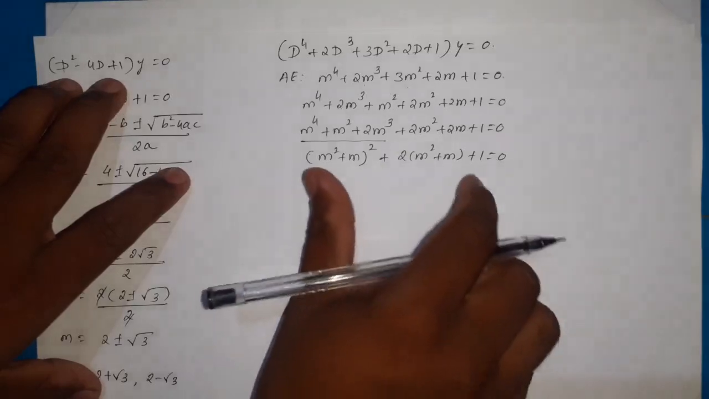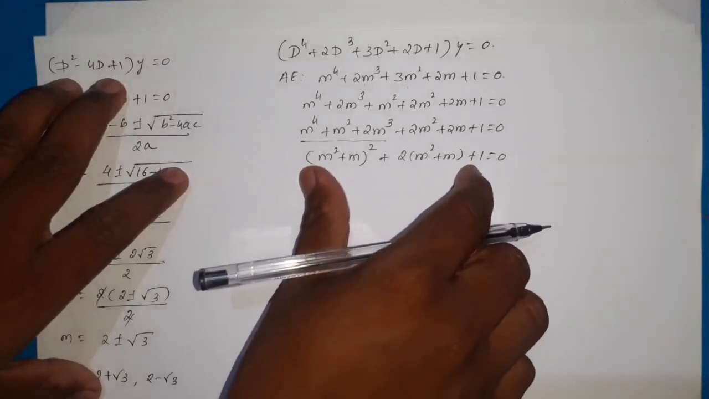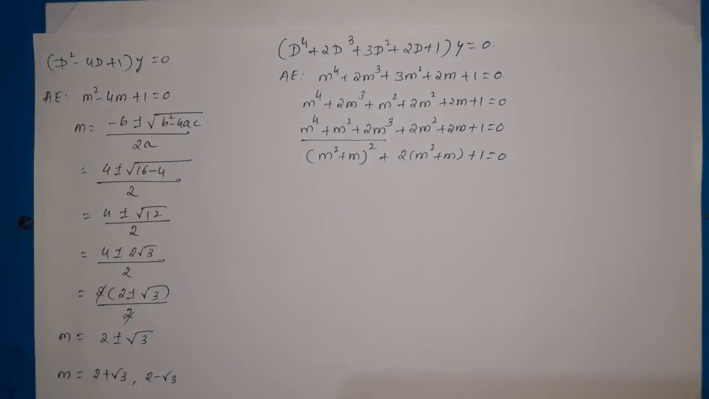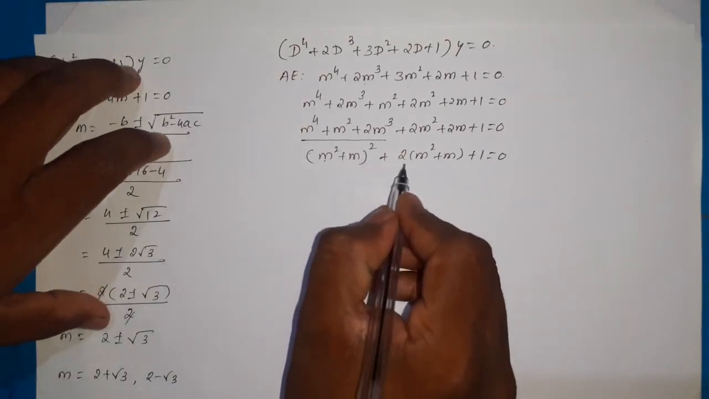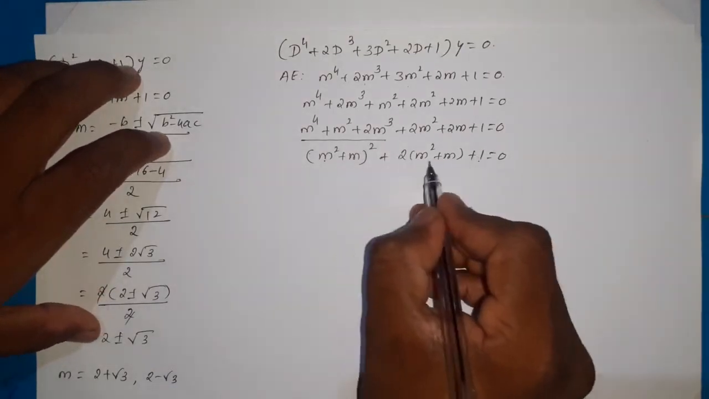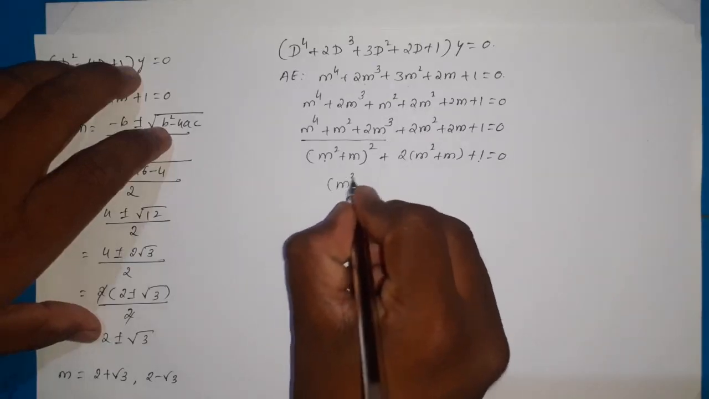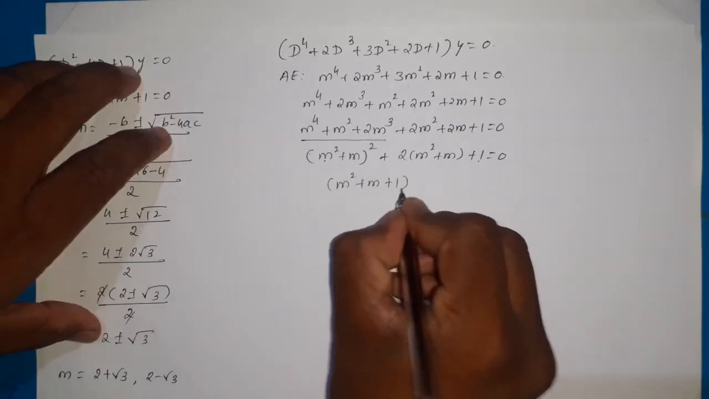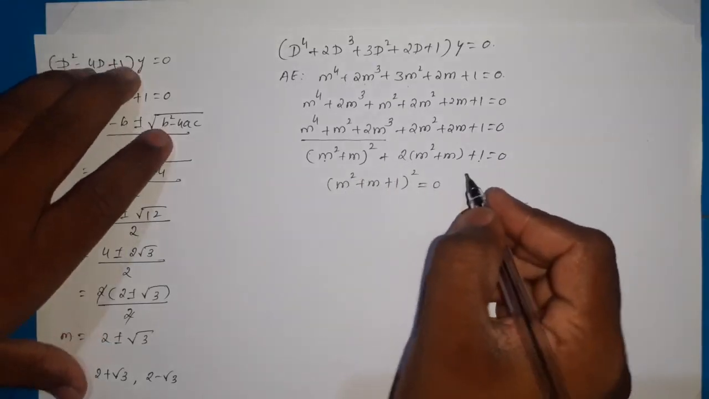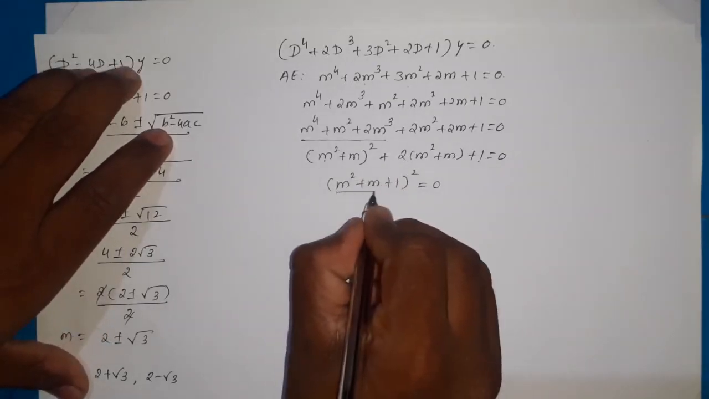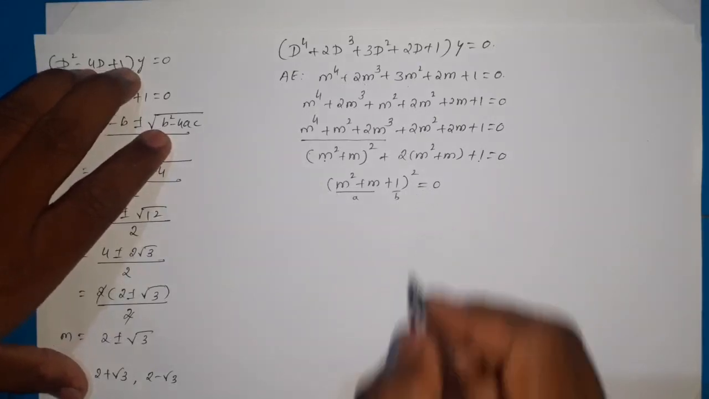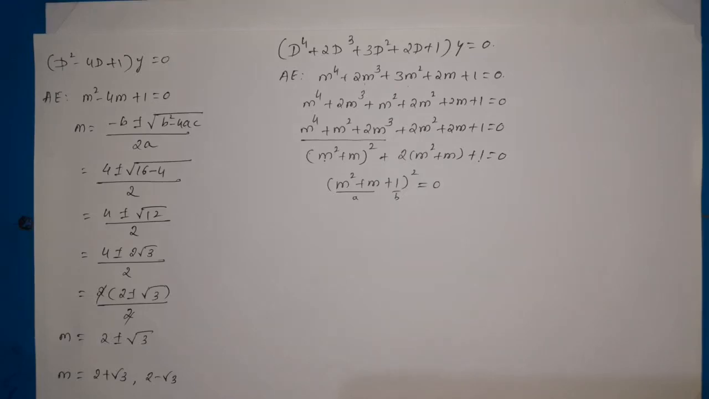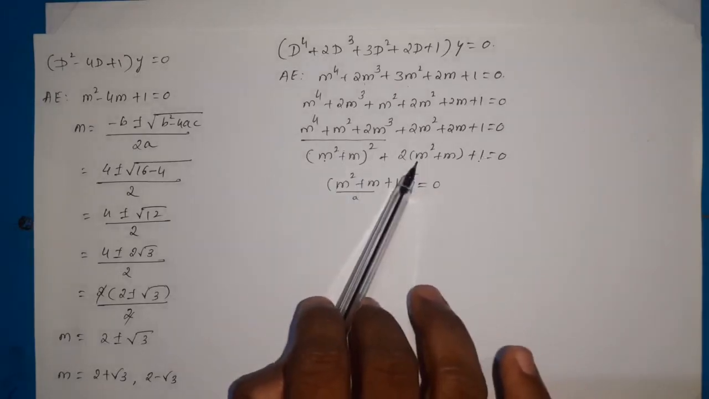Now again, this is similar to the a plus b whole square expansion. Here a square means (m square plus m) whole square, and b square is 1 square, plus 2ab. Hence, it is (m square plus m plus 1) whole square equal to 0. Means in place of a we have m square plus m, and here 1 is equal to b. Then a plus b whole square equal to a square plus b square plus 2ab.